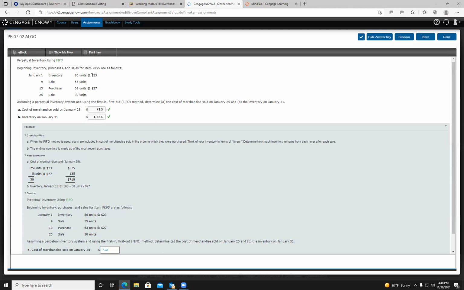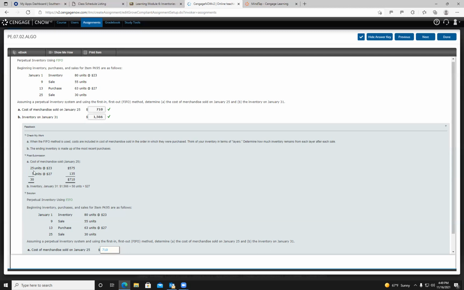All right, so let's go ahead and get that math out of the way. If we had 80 units on hand at $23 a unit, and we sold 55, then that means we have a remaining 25 units on hand at $23 a unit. So 80 minus 55 means that out of the 80 units, after this transaction right here, we have 25 units left at $23 a unit.